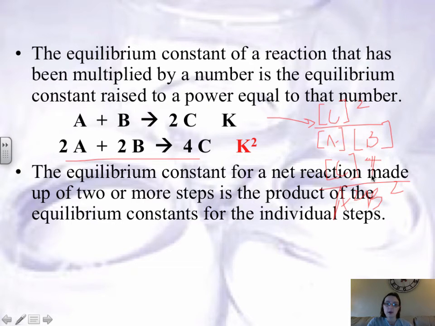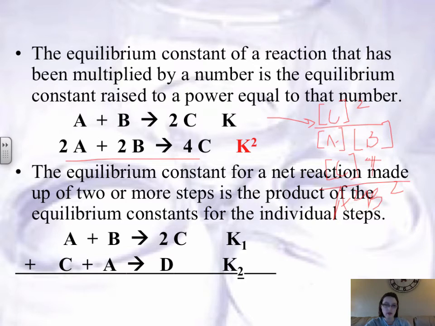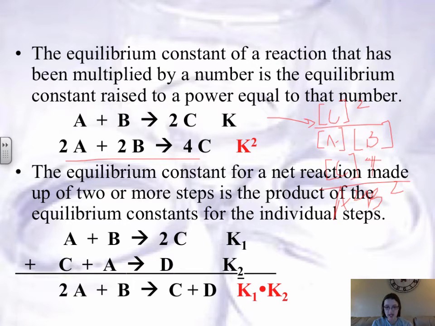And then the equilibrium constant for a net reaction that's made up of two or more steps is simply the product of those. If we have A plus B yields 2C, that's K1. But then we add that to C plus A yields D. That's K2. If we want to add those together, we don't simply add the K's, we have to multiply them, because all of the equilibrium constant expressions are based on multiplication and exponents. So instead of adding these, we actually have to multiply them.